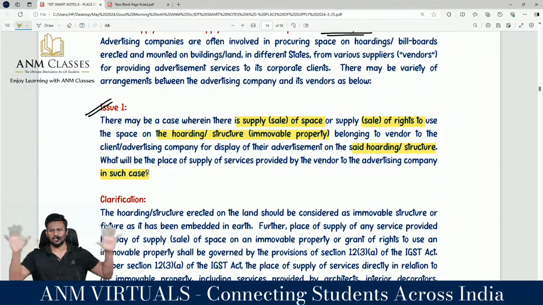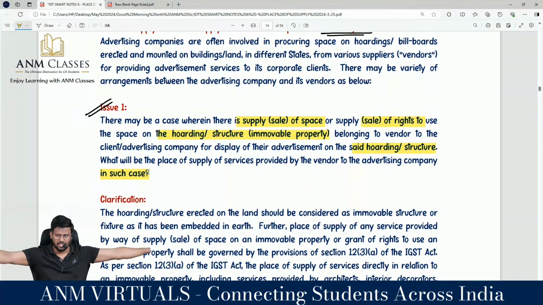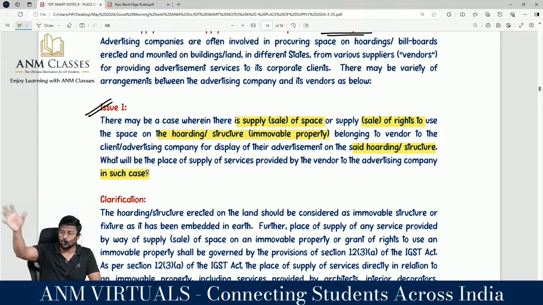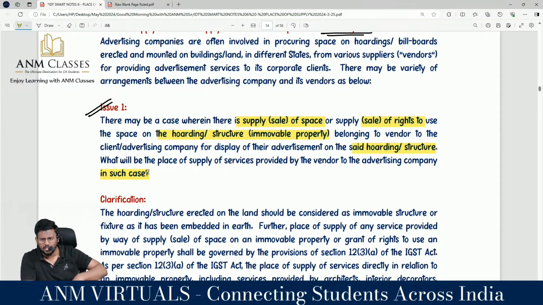For example, a big building is there, like KPMG. On the top of KPMG, they have a big advertising space. You would have seen the big boards, correct? They are providing that to the clients or to the corporate companies who are advertising companies, correct? For that, whether you will find out the place of supply by applying 12.2, because 12.2 is the general provision, or will you treat it as 12.3? Sir, why 12.3? Sir, it is services relating to immovable property. So this confusion is going on, and they are clarifying this confusion.